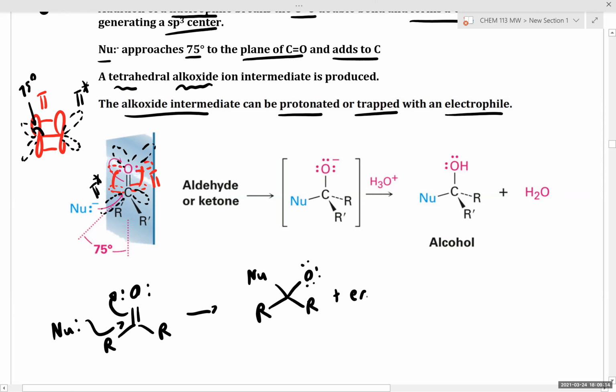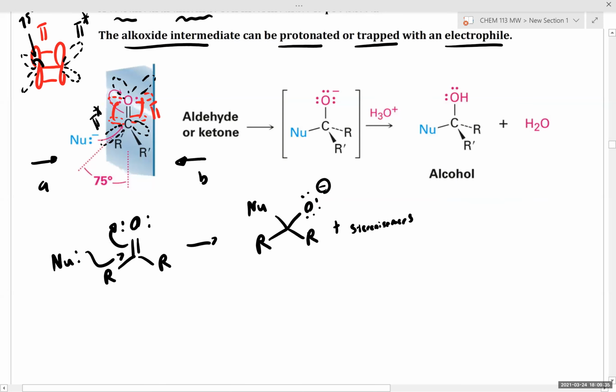And we get this product plus the other stereoisomer. Because note there are two faces for us to attack, so we can either attack from the top or the bottom face. So we get inherently two different tetrahedral intermediates. From there, the alkoxide intermediate can be either protonated or trapped. So if we want to protonate it, we treat it with H3O+. We protonate our alkoxide ion, and that in turn generates a highly substituted alcohol.